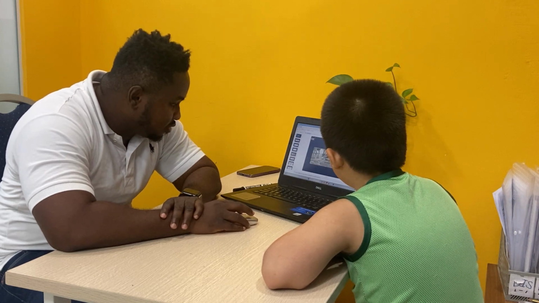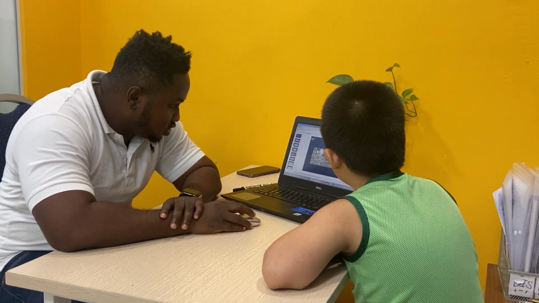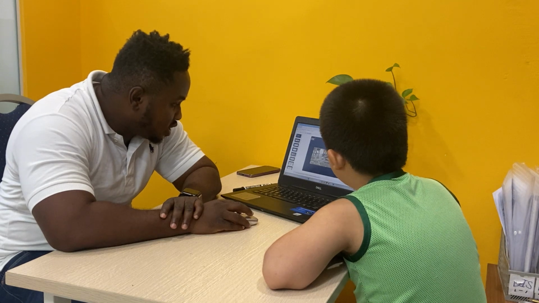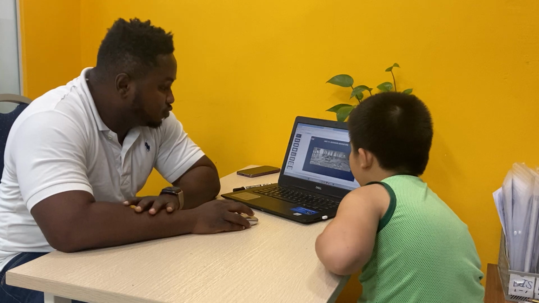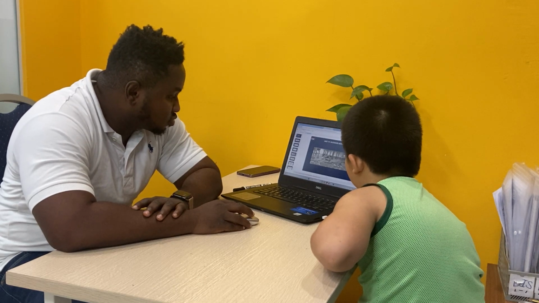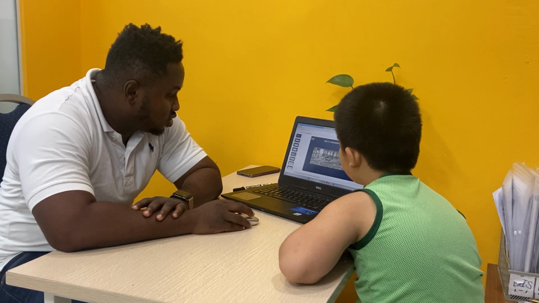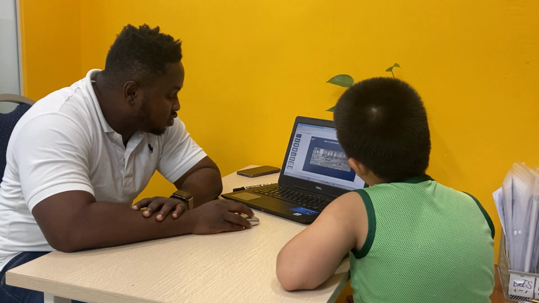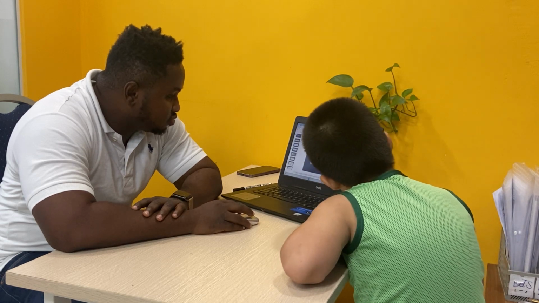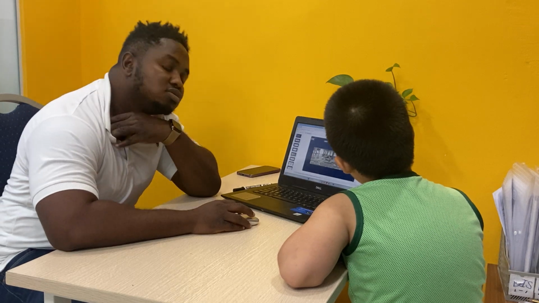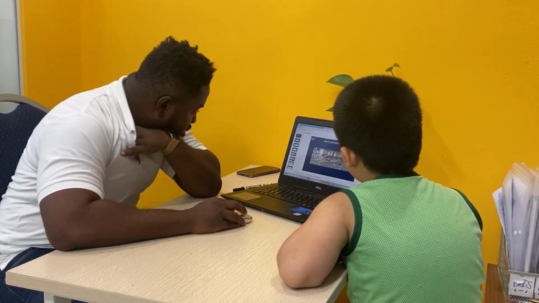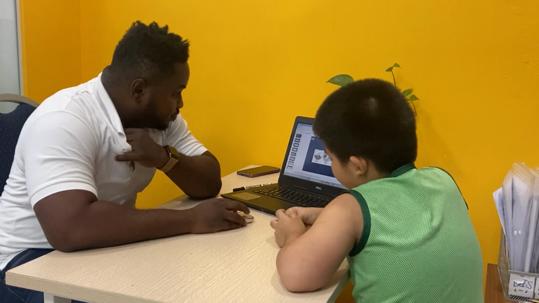The next one, look at this picture and look at picture one. What are the children doing? What are they doing? Have a picnic. Okay. Good.